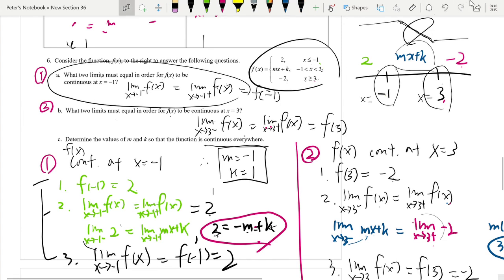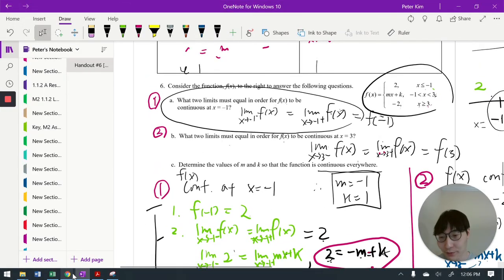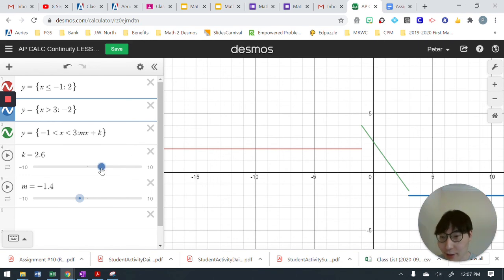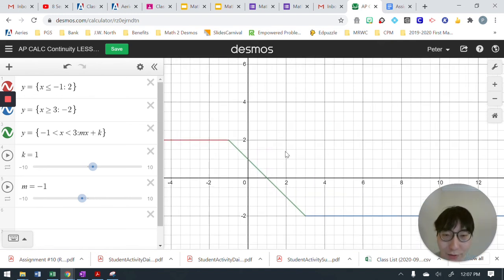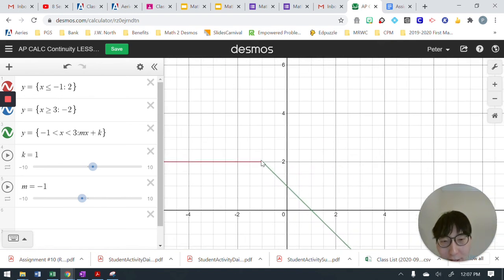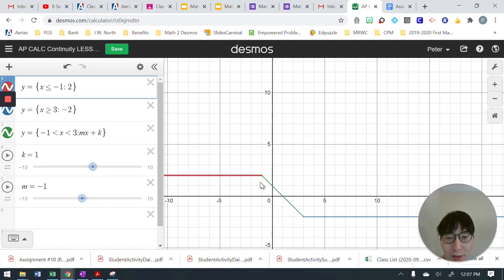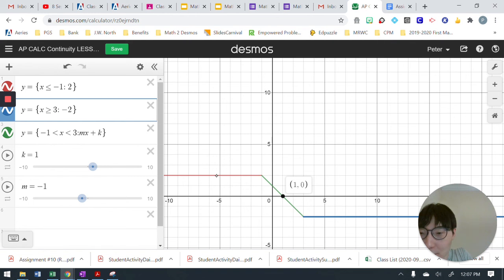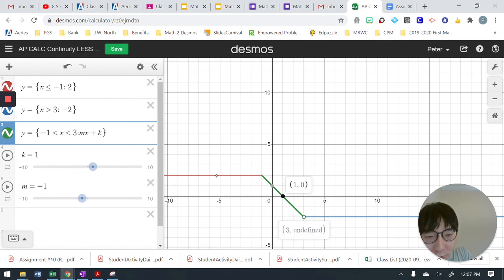Now let's go back to our graph over there. Where's the graph at? And then if I change the m to be negative 1, and then k to be 1, hey, ain't that pretty cool? We can visually see, graphically see that this function becomes continuous right there. I don't have any interference as I'm actually going through each of these piecewise breakpoints, right?